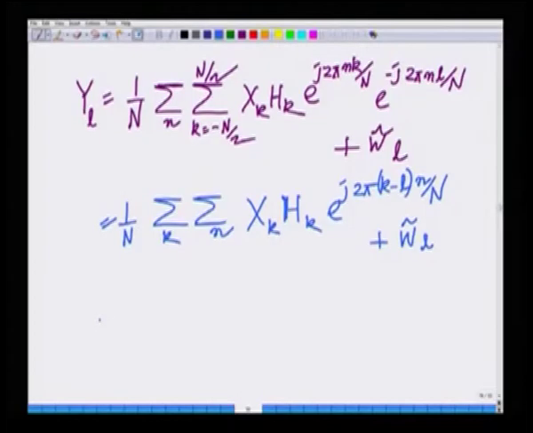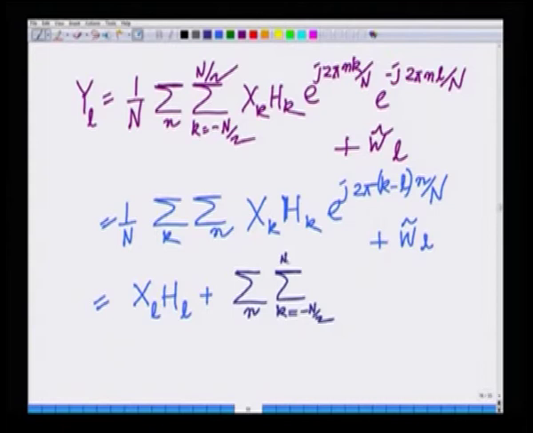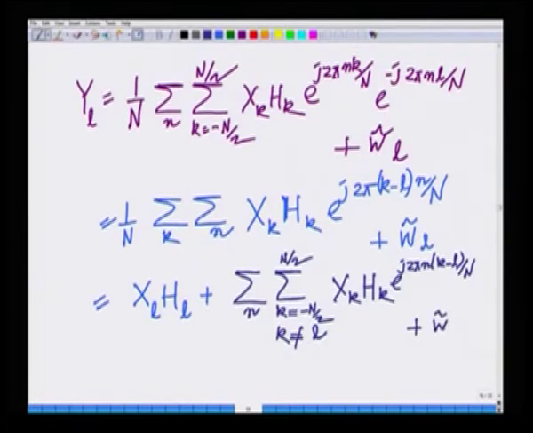Now when k equals L, in that case the exponent is 0, and the summation over n of N over N is 1. So this reduces to X_L H_L plus the summation over k from -N/2 to N/2, k not equal to L. That is, we have extracted the term corresponding to k equals L. All that remains are the terms k not equal to L, X_k H_k e^(j2πn(k-L)/N), plus W̃_L.